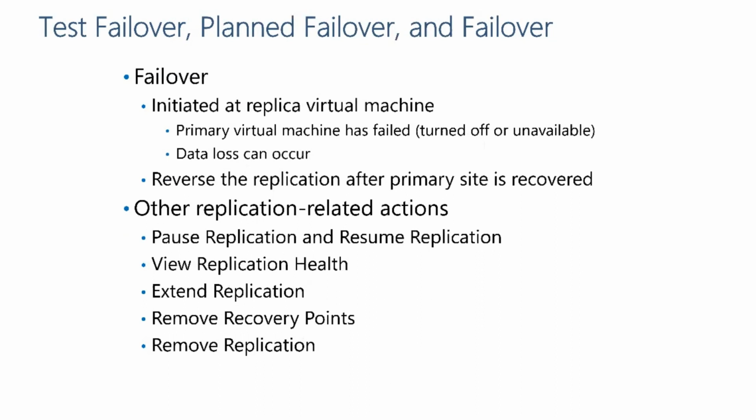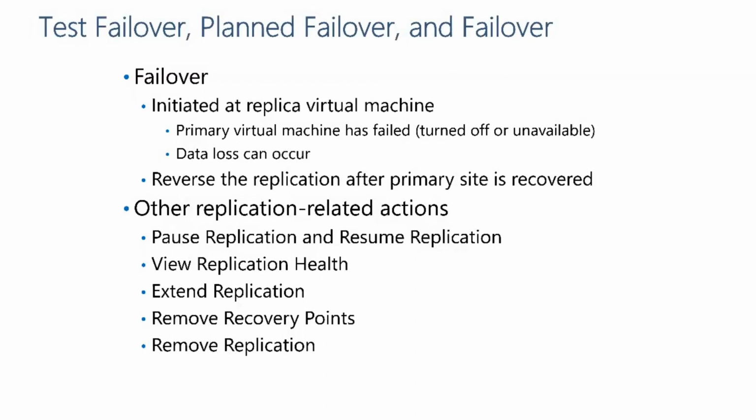Or we can just fail over. Failover is where there's no warning. Something just happens. It realizes there's not been replication for ages. So basically it initiates the replica virtual machine at the replica site, detected there's no replication, the primary virtual machine has failed or turned off, or it's unreliable. The data loss can occur because there's no warning. Did the last thing replicate? No, maybe it didn't. So there could be some data loss. Then we fail over to the replica, and the reverse replication after the primary site comes back online.